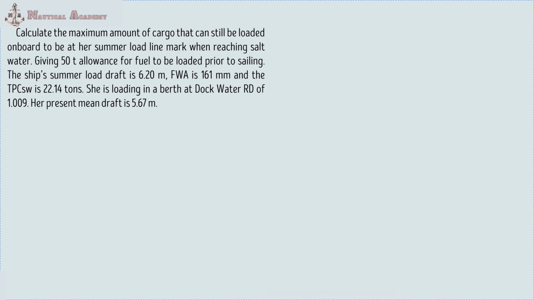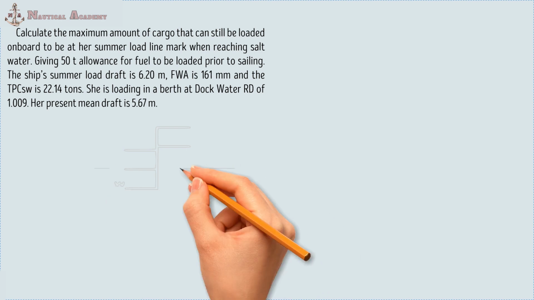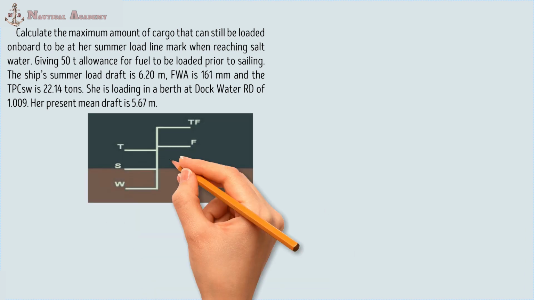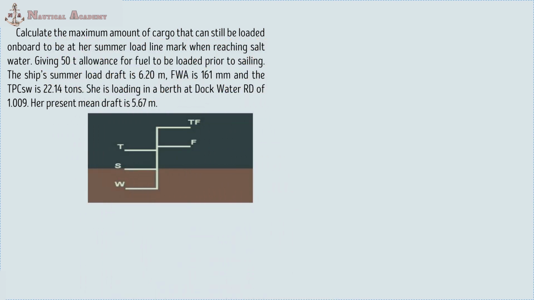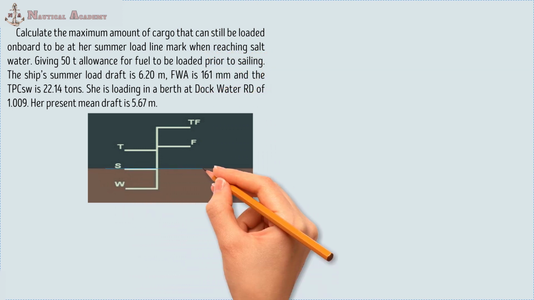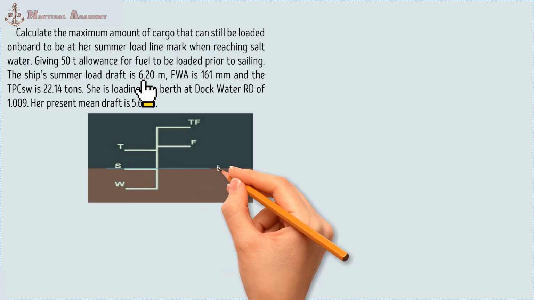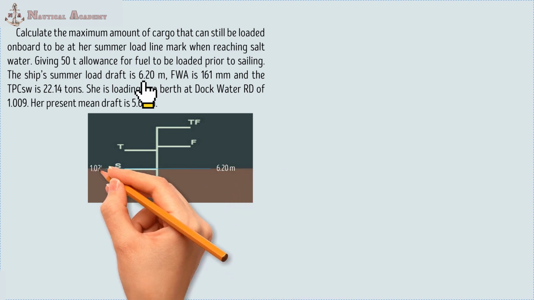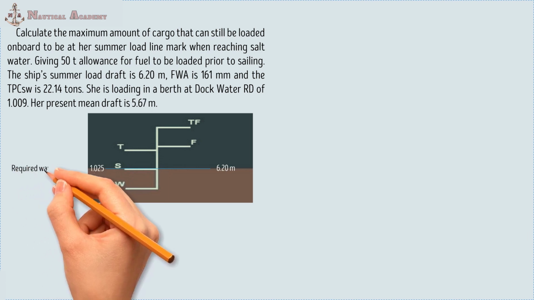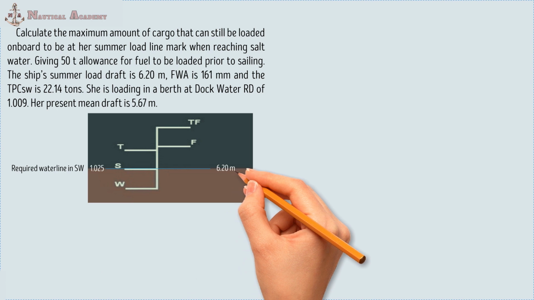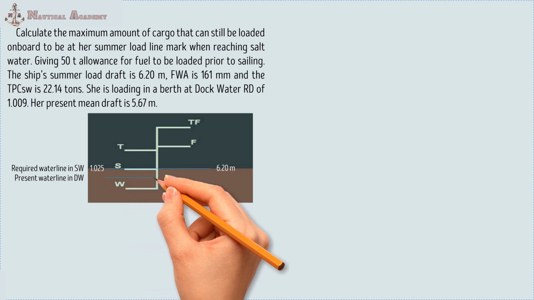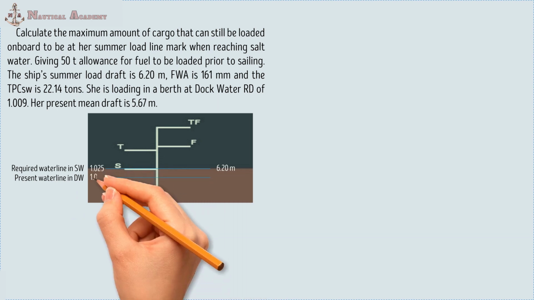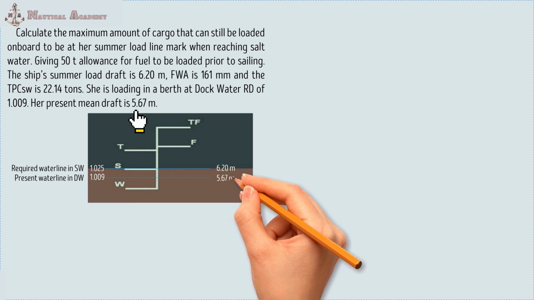Before we solve this problem, let me show you first a load line mark. Let us assume that this is the ship's load line mark. In this problem, we will be calculating the amount of cargo that can still be loaded in dock water so that when the ship reaches salt water, the waterline should be on the top of the summer load line mark, in which the corresponding mean draft is 6.20 meters. This is her summer load draft. So our target mean draft when we reach saltwater is 6.20 meters. Let us assume that for the ship's present condition, the waterline is along this load line mark, with her corresponding present mean draft in dock water, which is 5.67 meters.